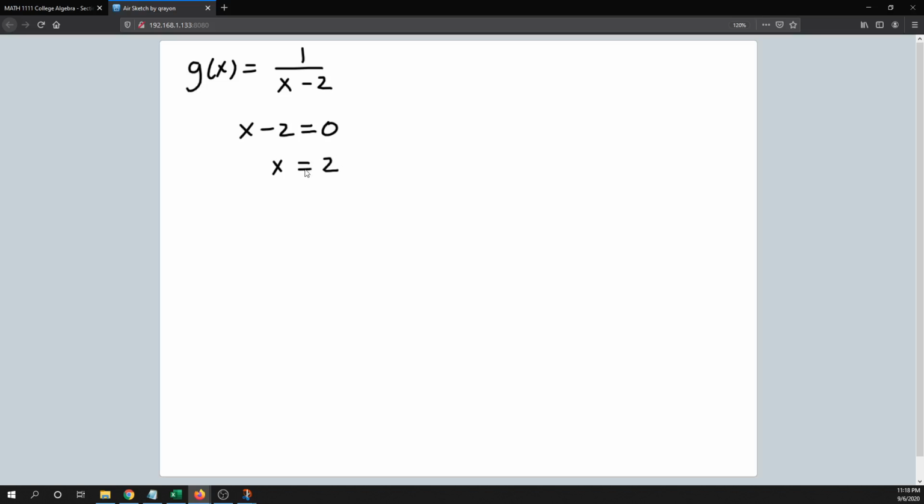A common question that I get a lot is, what about the top? You don't do anything to the top? And the answer is no, not if you're finding the domain. So don't worry about the top. It's really the bottom part that's going to give an issue. Now there may be some further complications, but we'll talk about those later. Now, writing the domain in just regular words, it would be all real numbers except 2.